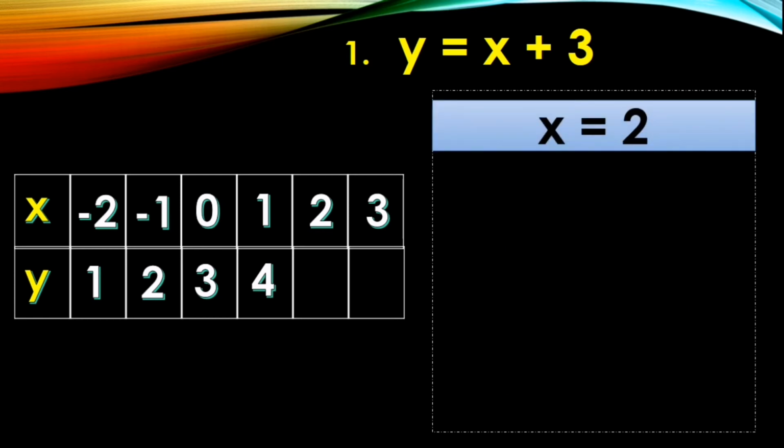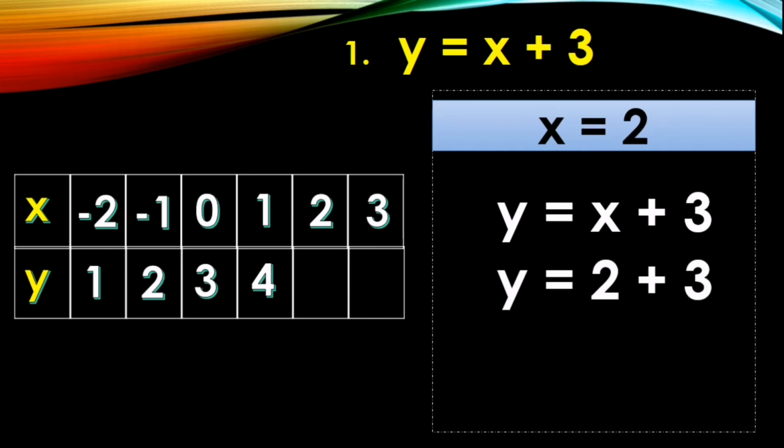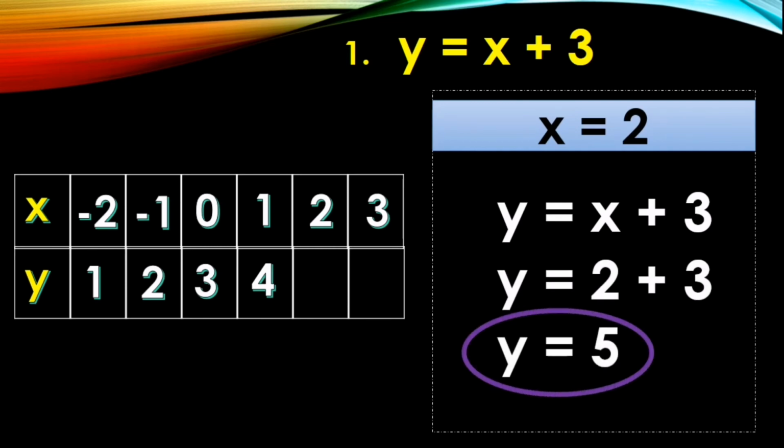If x is equal to 2, what do you think is the value of y? Again, we will copy the equation, y is equal to x plus 3, and then substitute the value of x, which is 2. So 2 plus 3 is equal to 5. If x is equal to 2, y is equal to 5.